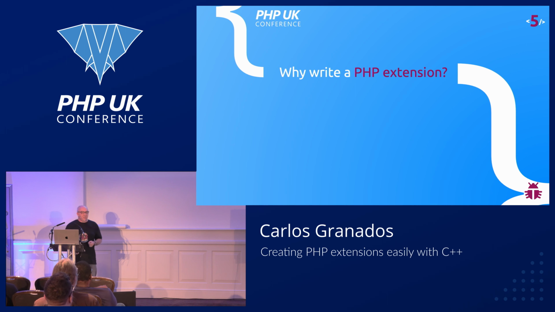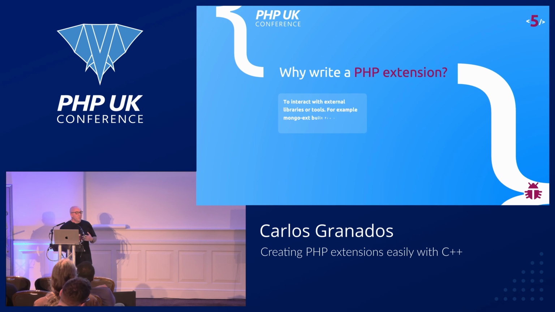Why would you write a PHP extension? There are many reasons for this. One of them is that you may want to interact with external libraries or tools, which are usually written in C. So for example, the Mongo extension was built to interact with the libmongoc and the libbson libraries, which are libraries that are built in C and that allow you to interact with MongoDB. So we built this extension so that we could talk to these libraries that in turn talk to MongoDB, and so that we are able to work in PHP with MongoDB.